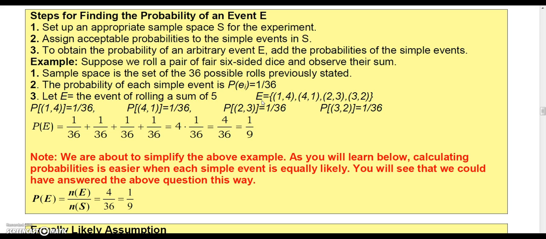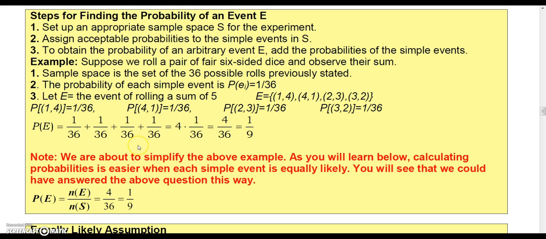So now, let's say that we wanted to know the probability of rolling a sum of 5. Well, let's take a look at the event space for rolling a sum of 5. The event space would be the roll of 1 and a 4, 4 and a 1, a 2 and a 3, or a 3 and a 2. And so you can see there's 4 possibilities, and each one of those possibilities has a probability of 1 out of 36. So if we add each of those up, we'll actually get 4 out of 36, which reduces to 1/9.